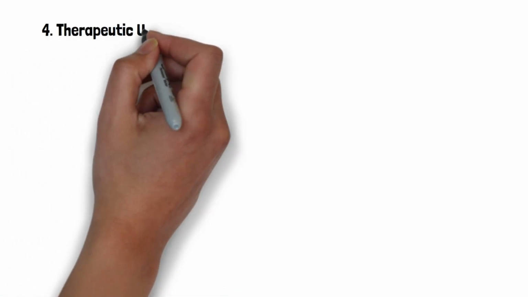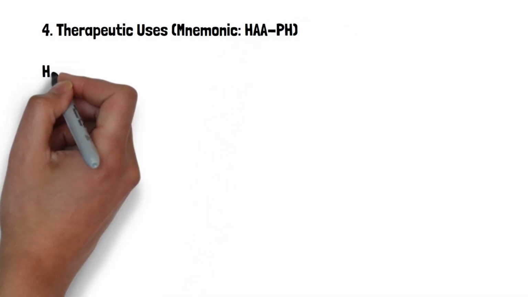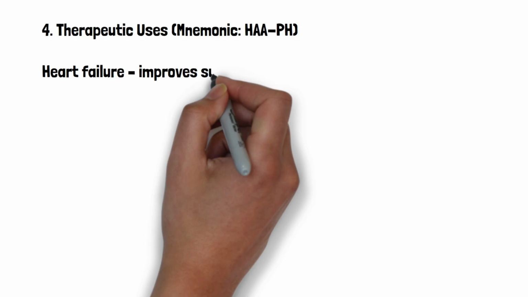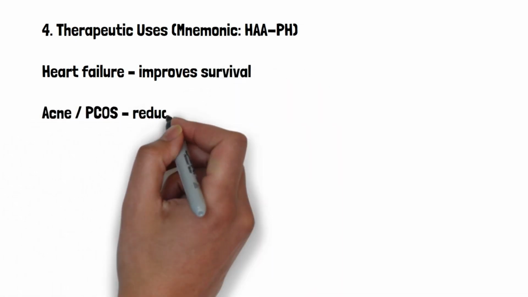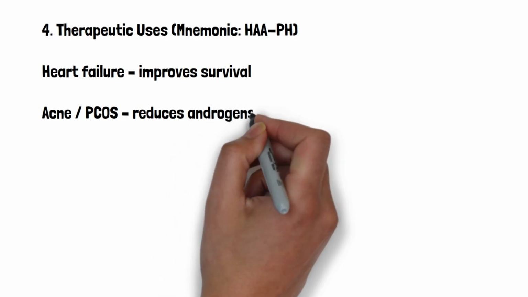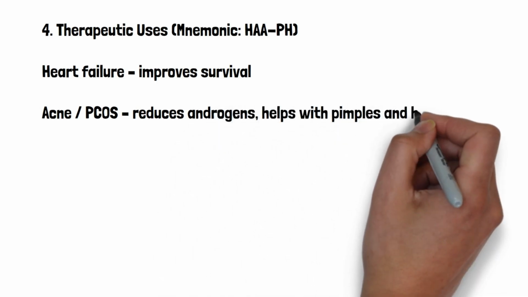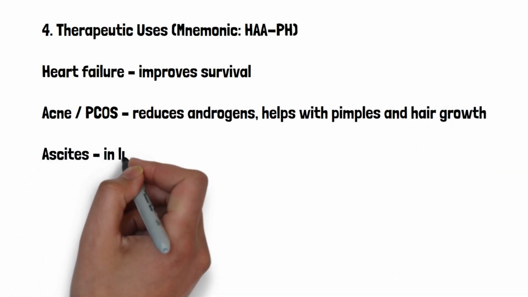Therapeutic uses. Spironolactone has many important clinical uses. You can remember them with the mnemonic HAA-PH. H is heart failure. It reduces mortality and improves survival. A is acne and PCOS. It blocks androgens, so it helps in hormonal acne and excessive hair growth in females.